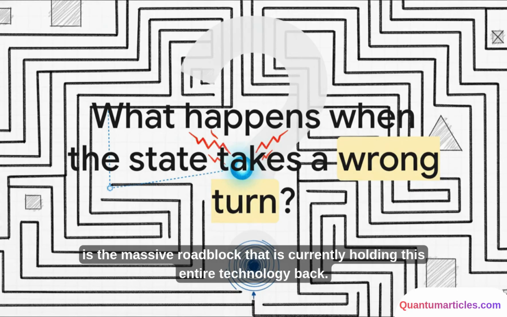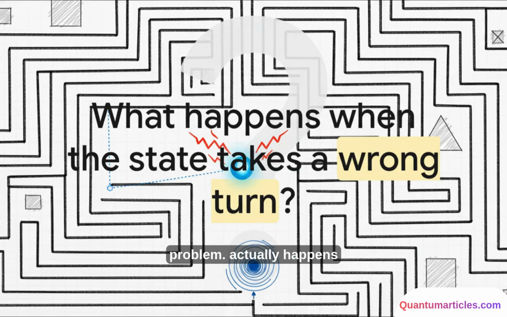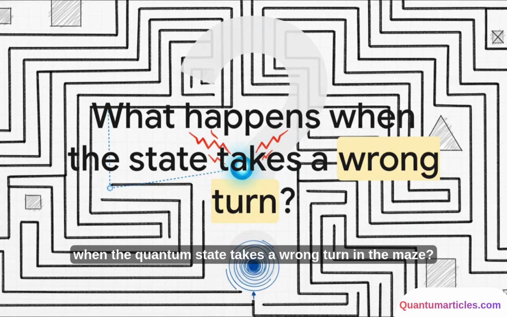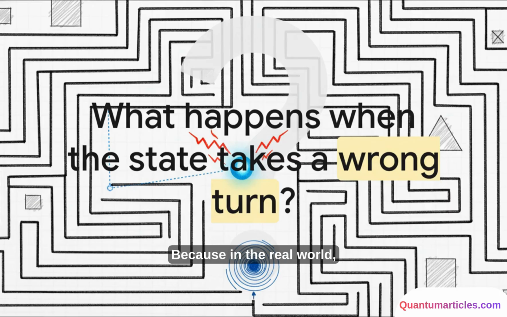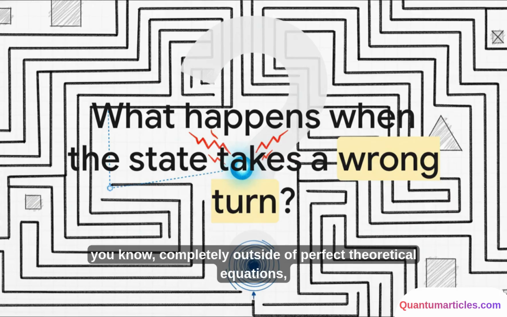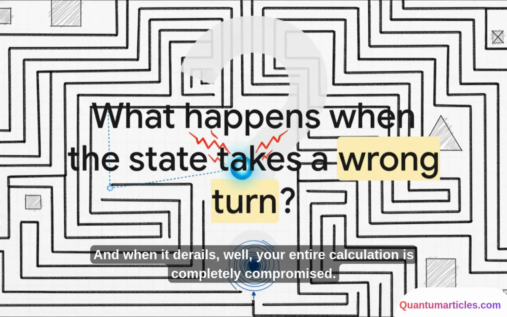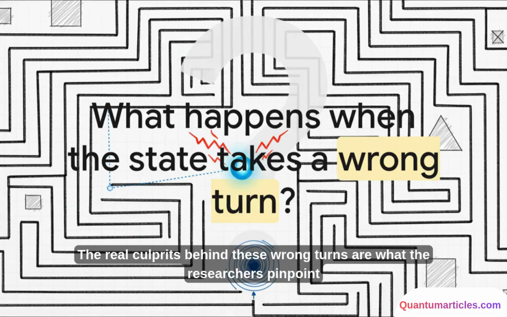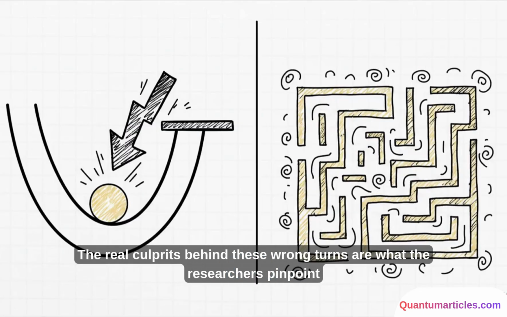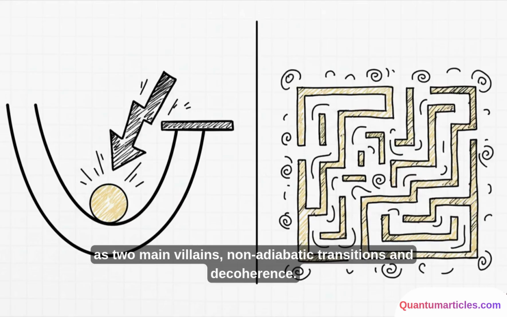But here is the massive roadblock that is currently holding this entire technology back. What actually happens when the quantum state takes a wrong turn in the maze? Because in the real world, completely outside of perfect theoretical equations, the quantum state doesn't always stay smoothly on the path. And when it derails, well, your entire calculation is completely compromised. The real culprits behind these wrong turns are what the researchers pinpoint as two main villains: non-adiabatic transitions and decoherence.